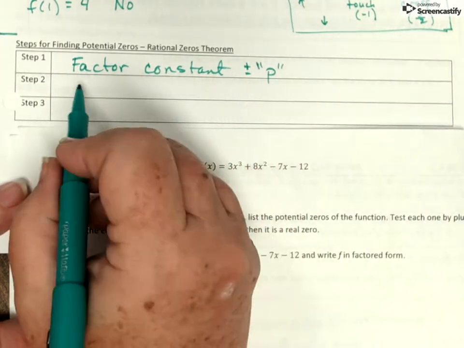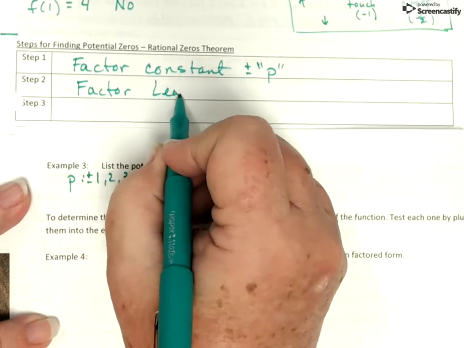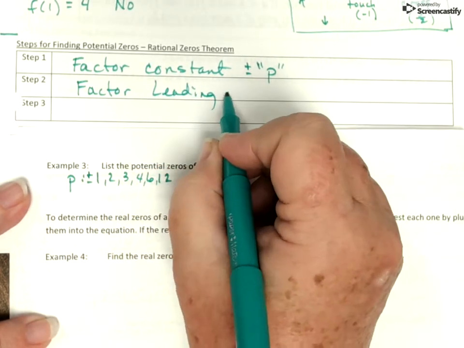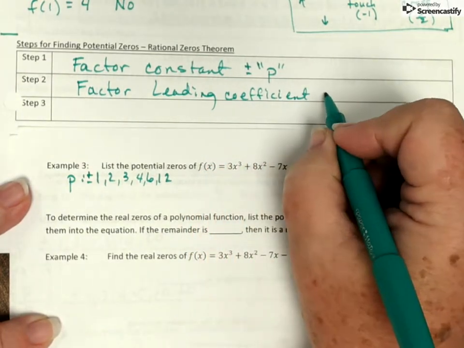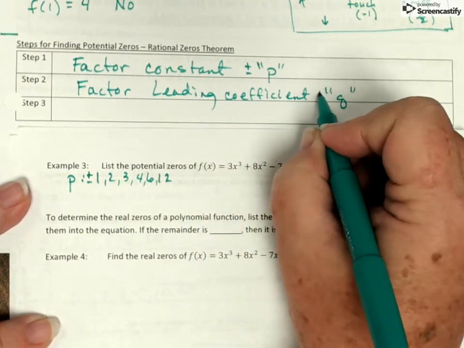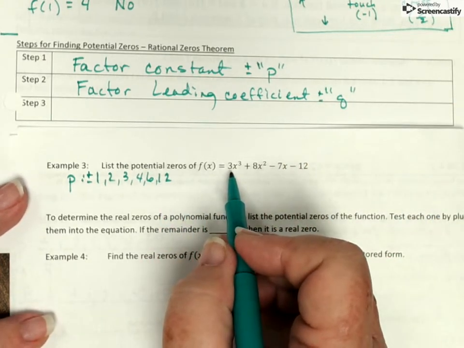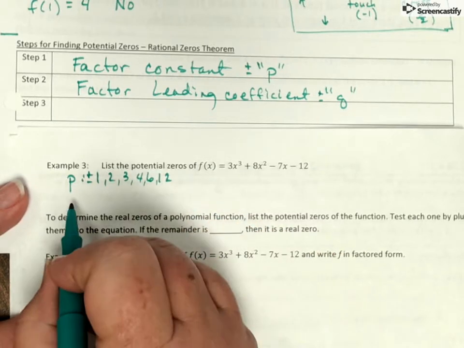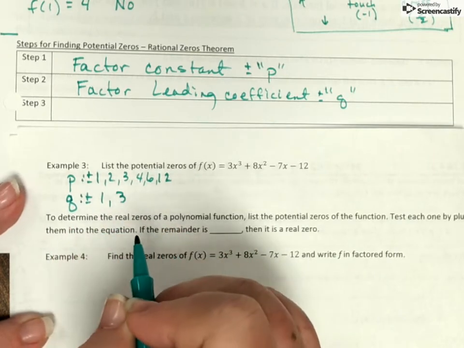The second step is to factor the leading coefficient. We're going to factor the leading coefficient, and we're going to call that Q, and we're going to do plus or minus Q. Well, in my problem, the sample here, the leading coefficient is 3. Well, the factors of 3 are 1 and 3.